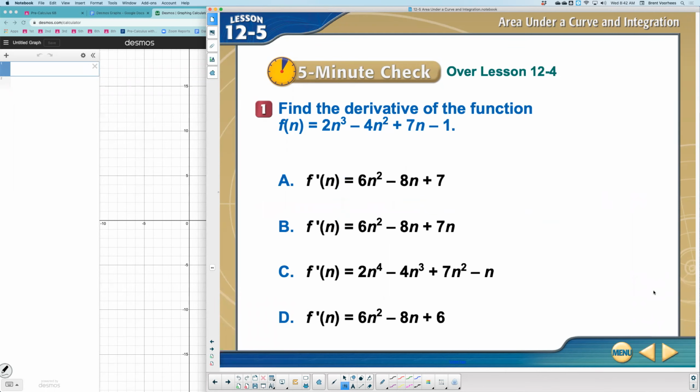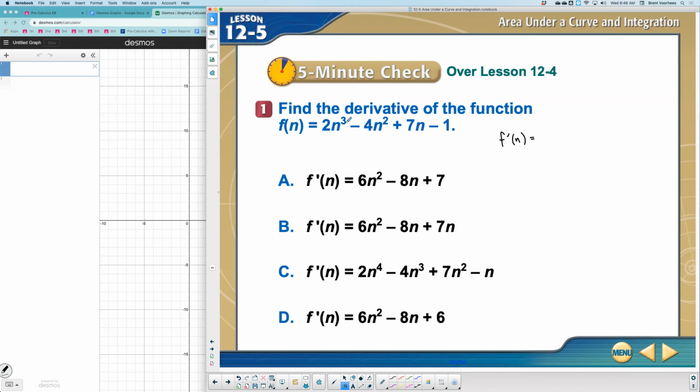Let's take a look at number one. Find the derivative of the function f of n equals 2n cubed minus 4n squared plus 7n minus 1. So let's go over this. If you remember the rule for derivatives, when you find a derivative, the way you symbolize it is we write f prime. That's what they call that little apostrophe there. F prime of n, that means the derivative of f with regard to n.